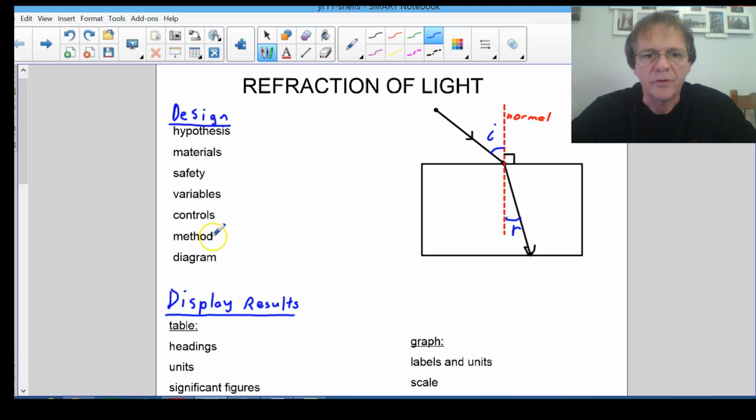And obviously the method you do step by step. What are you doing with the equipment, and what did you repeat? You have to be careful that it's clear and detailed and someone else could follow it. You need to give a labelled diagram, so something like this will suffice, but some people are taking photographs these days and labelling that, and that'd be a good way of getting it.